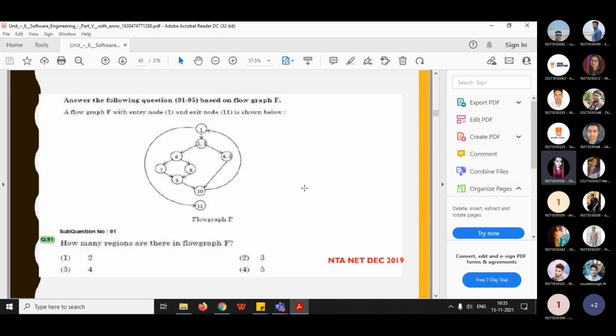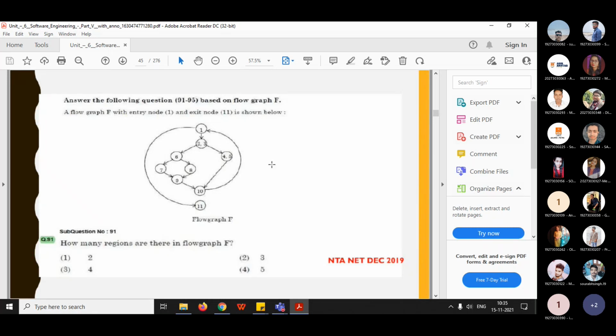Then 1, 2, 2 and 3, then 6, then 8, then 9, then 10, then 11, then 1, then 11. Very good. And the next one is the outer region. So by viewing this, you can do it.